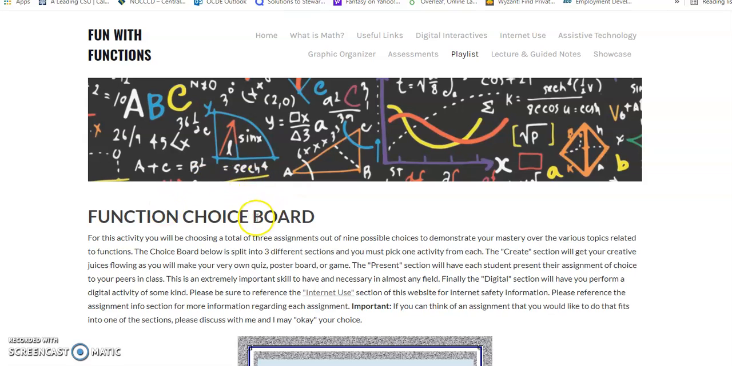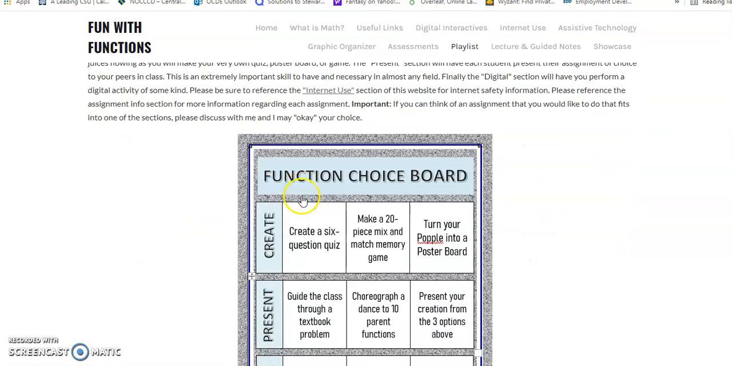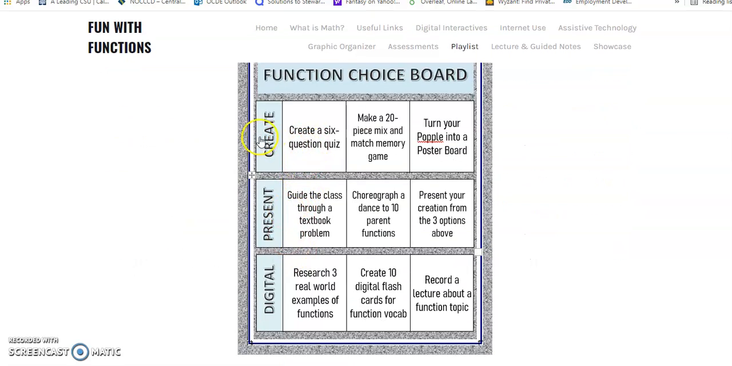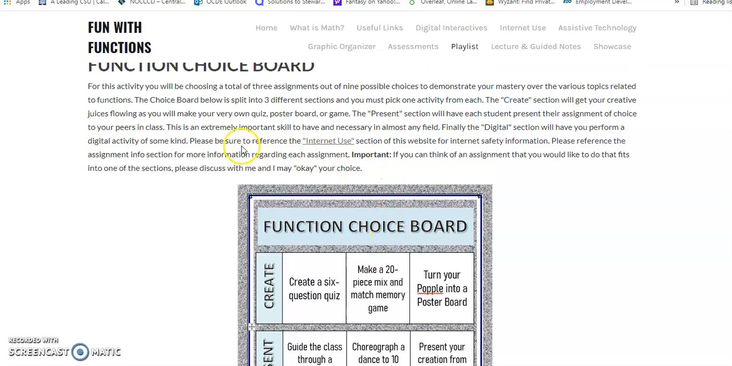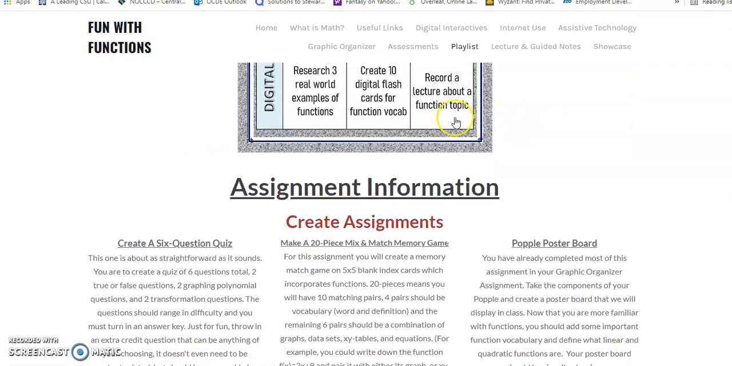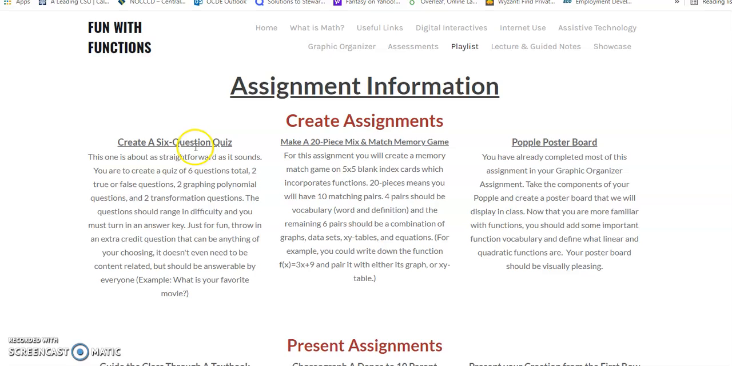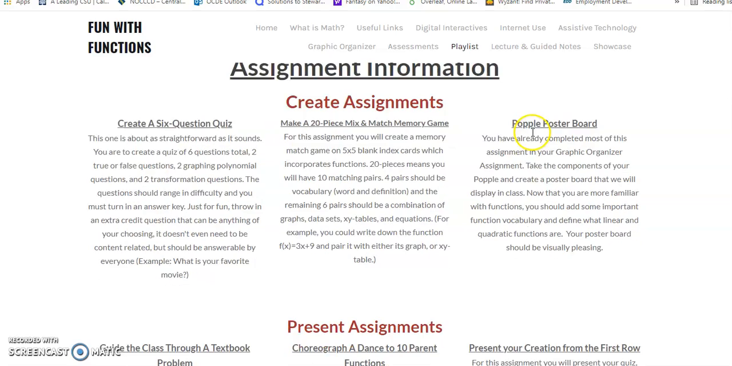I chose to go with a choice board for this part of the website. I tried to split it up into three sections. The create section where they'll create something, where they'll present something to the class, and this digital section where it's a digital activity. Students are required to choose one from each row. I also included a link to the internet use section to make sure they are aware of safety information before they start the assignment. Here is an in-depth description of each activity that they'll do.